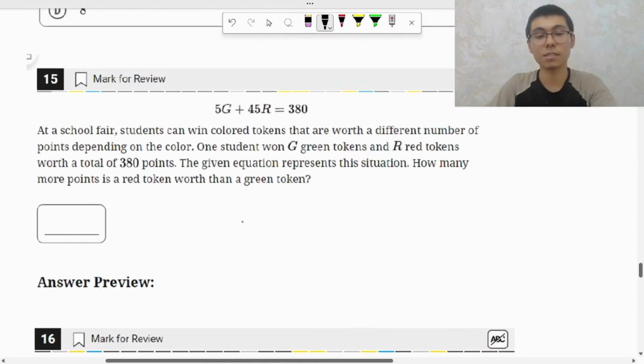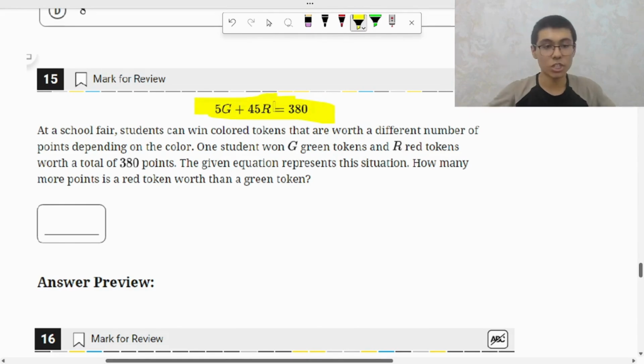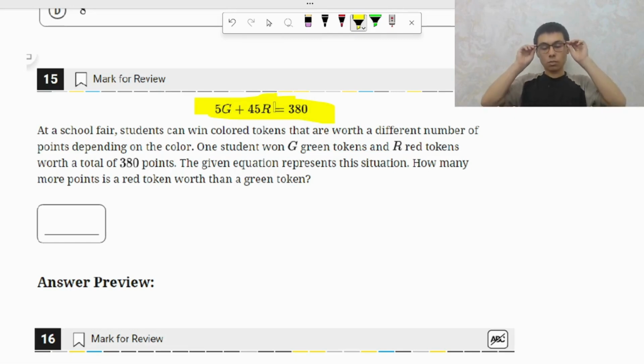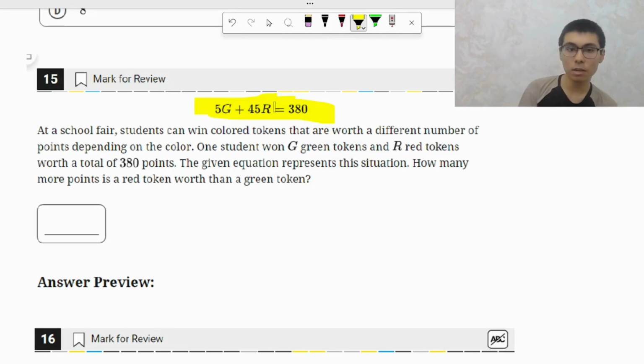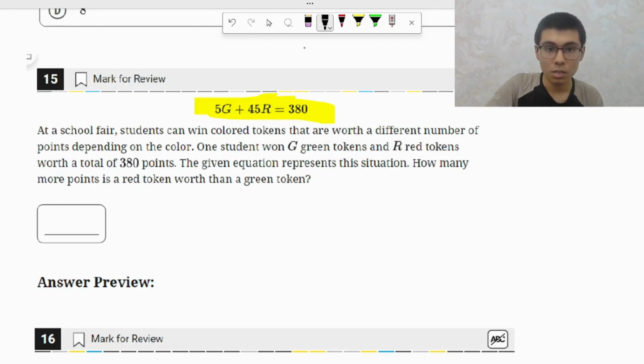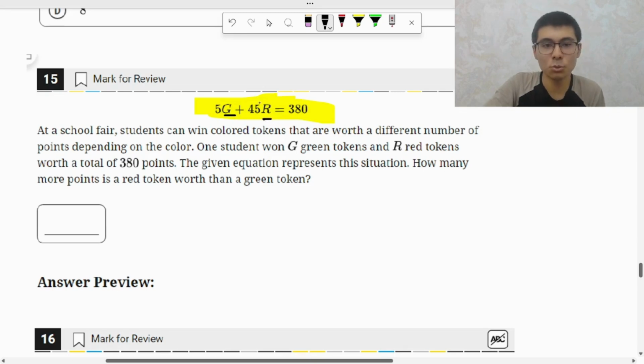Question number 15. So here we have some sort of equation. At a school fair, students can win colored tokens that are worth different numbers of points depending on the color. One student won G green tokens and R red tokens, worth a total of 380 points. The given equation represents this situation. How many more points is a red token worth than a green token? So if G is a green token and R is a red token, what you have to do is just subtract this from this, right? 40.